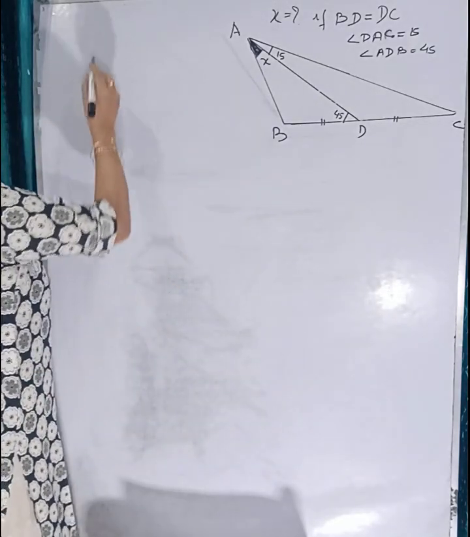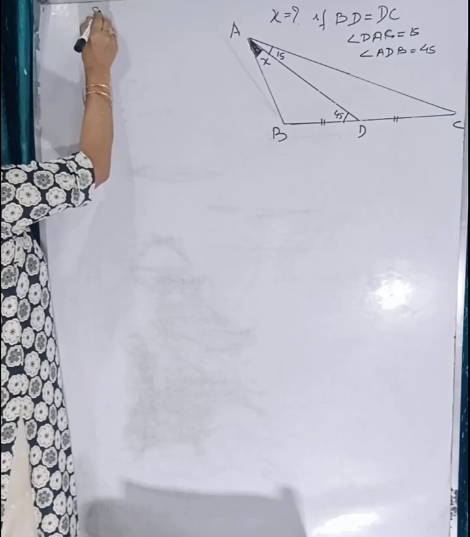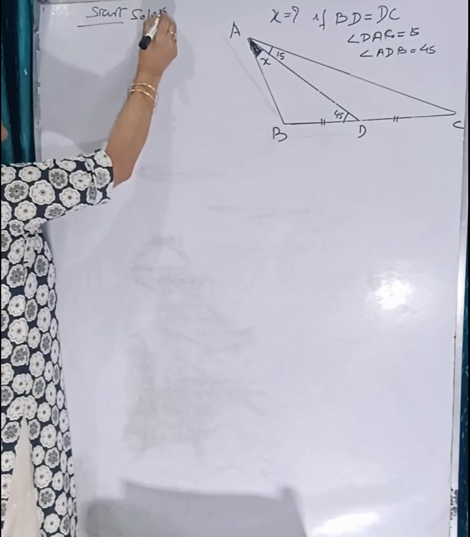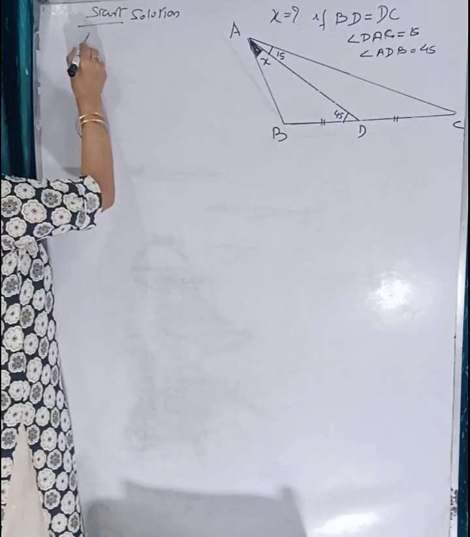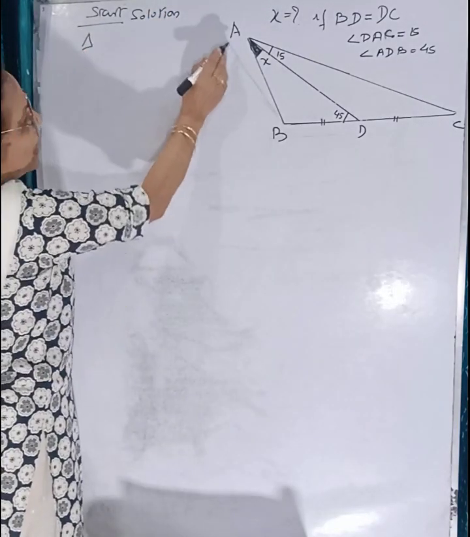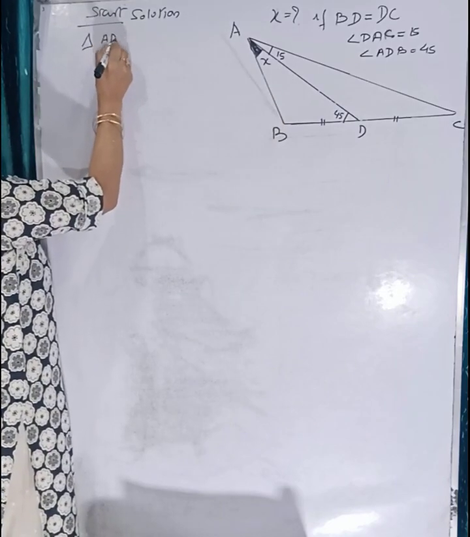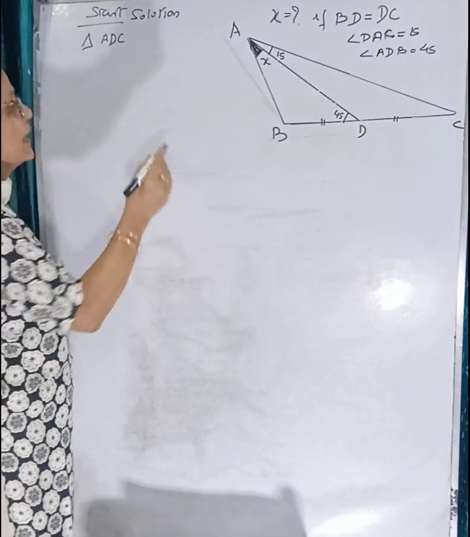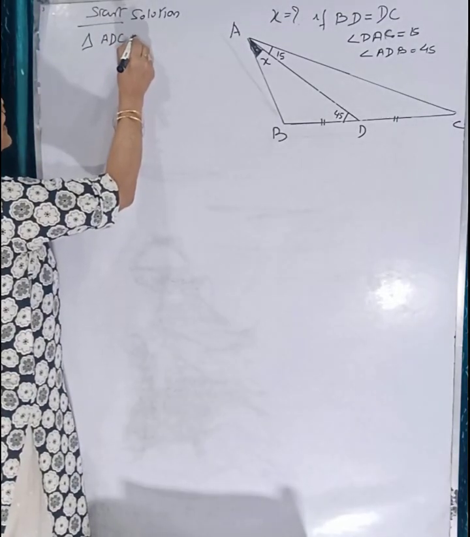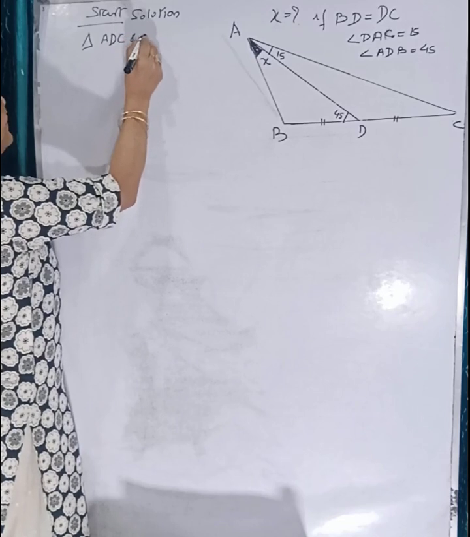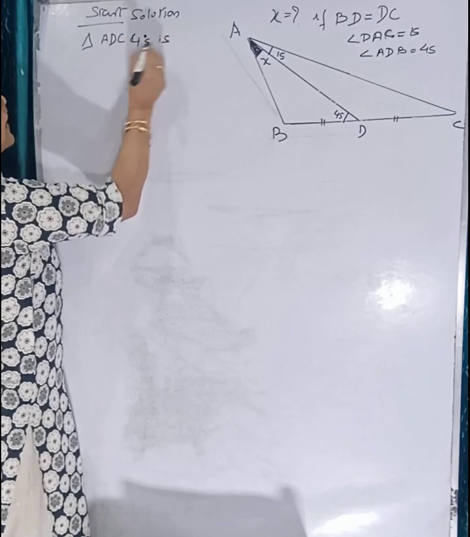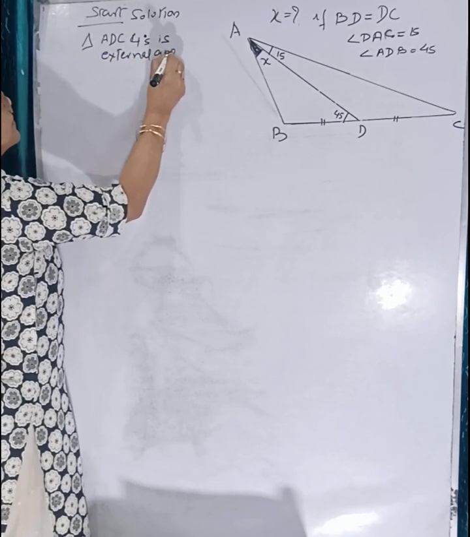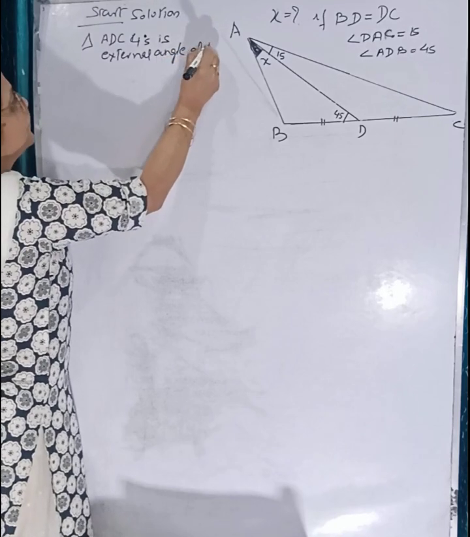तो स्टार्ट करते हैं. स्टार्ट सॉल्यूशंस. क्या है? ट्रायंगल ले लीजिए सबसे पहले ADC. 45 is the external angle of this triangle. It means 45 degree is the external angle of this triangle.